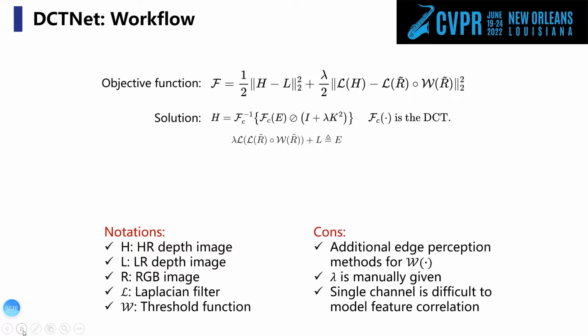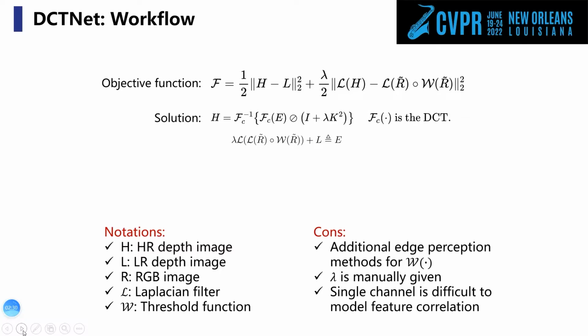We denote R and L for the RGB and LR depth. H is the HR depth we wish to obtain. It can be obtained by minimizing the following optimization function. The data fidelity item makes H and L close. L of R is the Laplacian filter imposed on R. W of R can be regarded as a given threshold function to select the edges useful for SR.